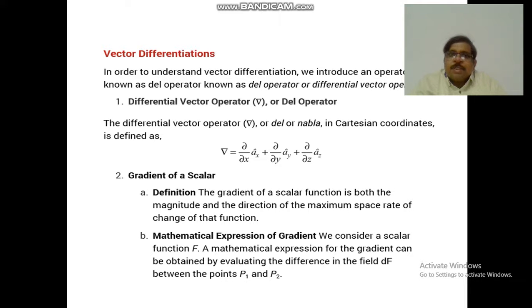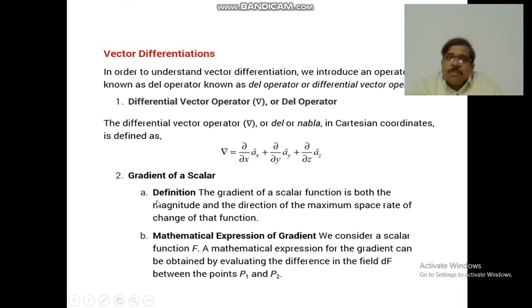In that, the first is the differential vector operator del. The differential vector operator del, otherwise called nabla, is represented in the Cartesian coordinate system of x, y, z as: del is equal to dou by dou x of ax plus dou by dou y of ay plus dou by dou z of az. This del operator is otherwise called nabla.